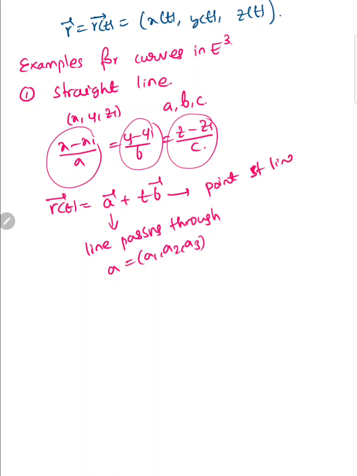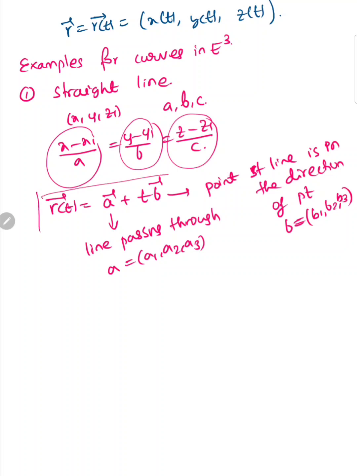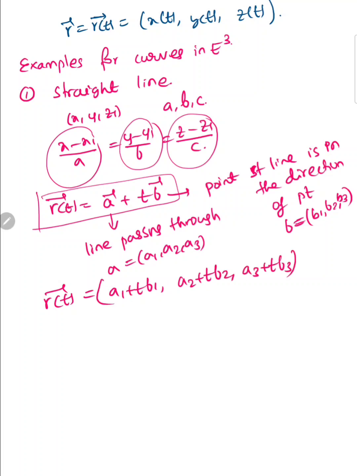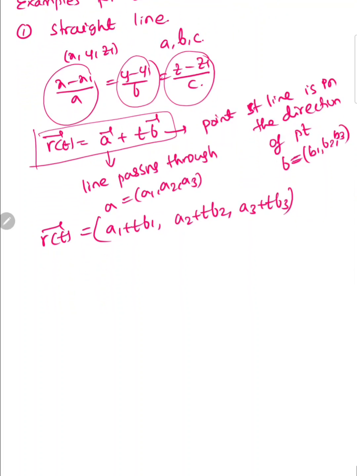And b is a point such that the straight line is in the direction of the point b. This means the straight line is going towards the point b, which is given in terms of the ordered triplet b1, b2, b3. This is the equation of a straight line in three-dimensional space. So it can also be represented as r of t is equal to a1 plus t b1, a2 plus t b2, a3 plus t b3. Likewise, we can write a straight line in three-dimensional space in vector form, depending upon a single variable t.